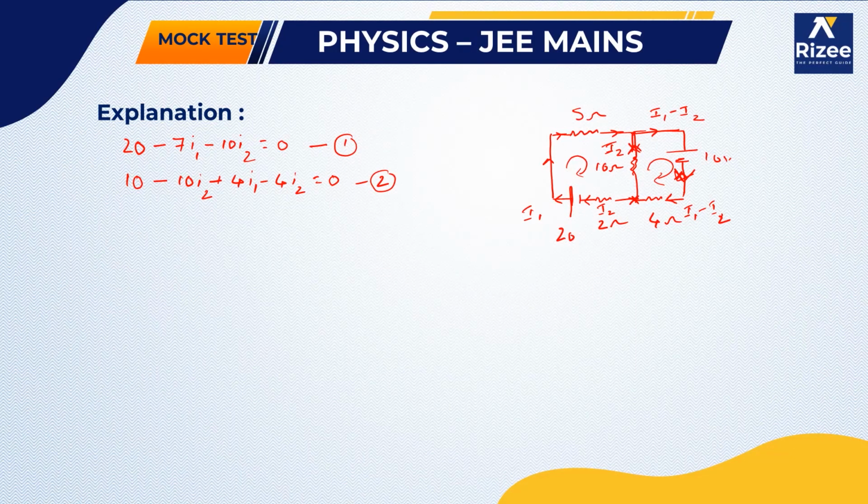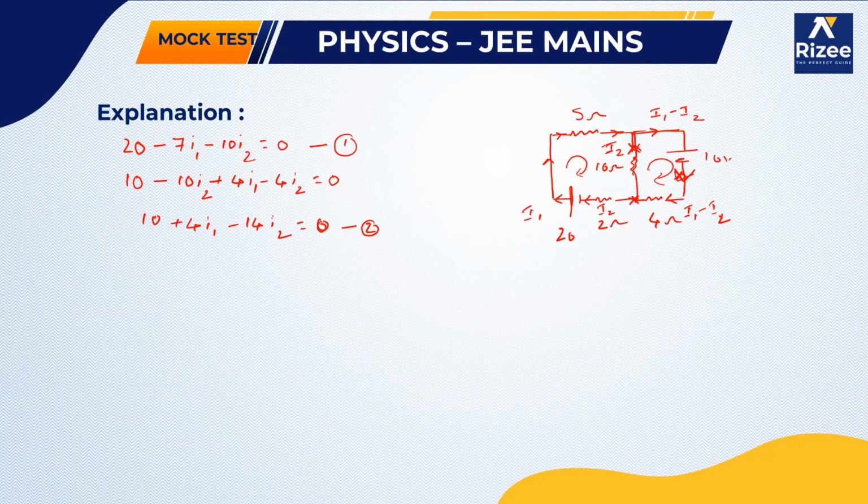The second equation can be reduced to 10 plus 4 I1 minus 14 I2 is equal to 0. So this is our second equation. Let me erase this number.